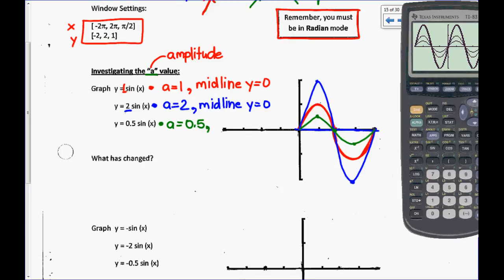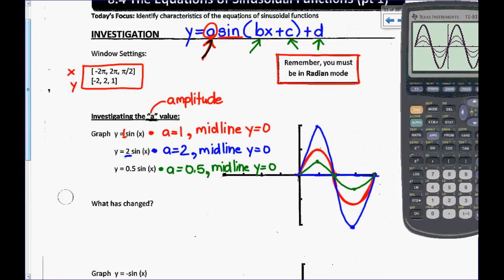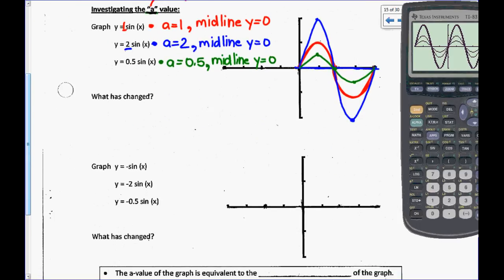What about my midline? Right, my midline is still y equals 0. Nothing has changed there. Okay, what has in fact changed? By changing this a value in my original equation, so by changing this number that I'm multiplying in front of sine, I change my amplitude, right? The distance from my midline to the maximum and the distance from the midline to the minimum. That's what has changed, okay?